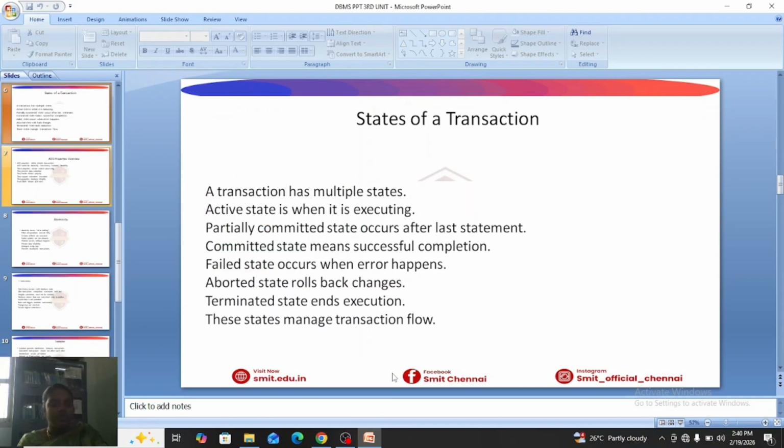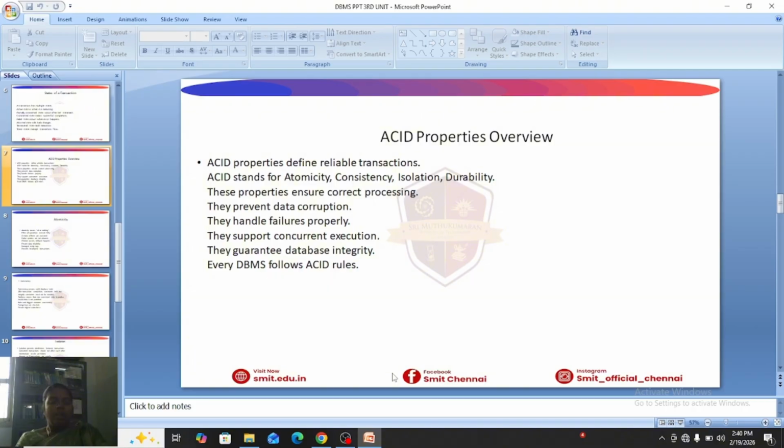Moving on to states of a transaction. A transaction has multiple states. Active state is when it is executing. Partially committed state occurs after the last statement. Committed state means successful completion. Failed state occurs when an error happens. Aborted state rolls back changes. Terminated state ends execution. These states manage the transaction flow.